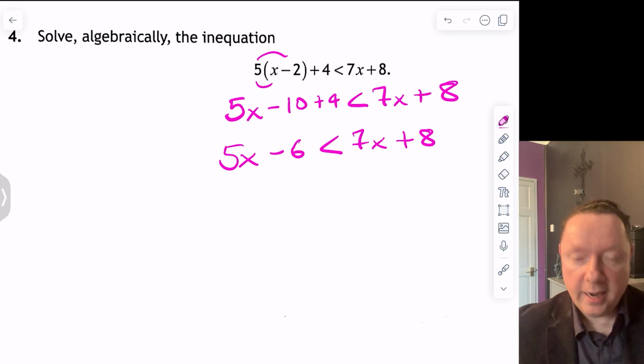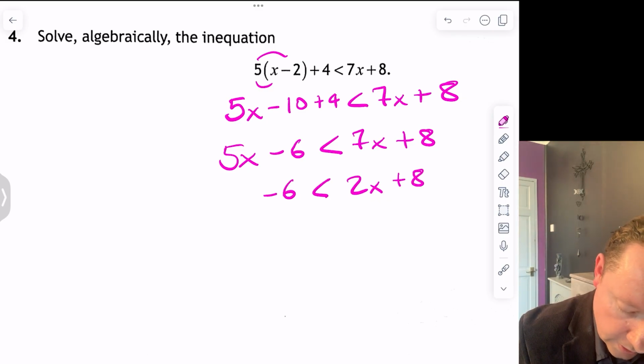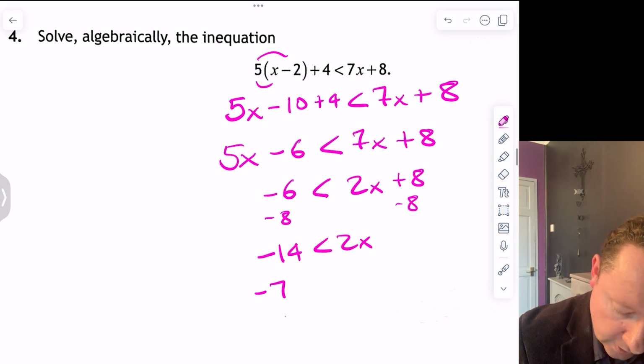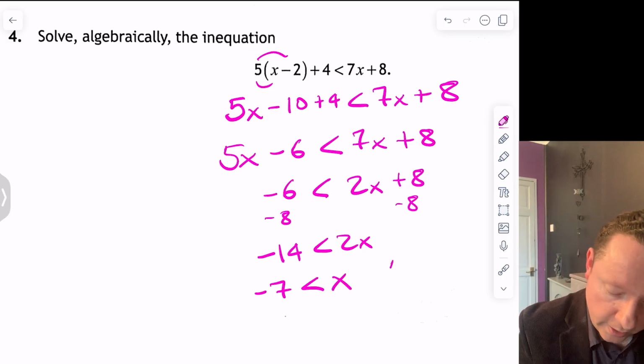Now I like to keep my x's positive, so I'm going to move the 5x to give 2x on this side, plus 8. Minus 6 is less than that. Move the 8, so it's minus 8. Minus 6 minus 8, minus 14, is less than 2x, and divide by 2: minus 7 is less than x. I have solved it, you'd probably find it like that, but to write it the right way, just flip the sign: x is greater than minus 7.